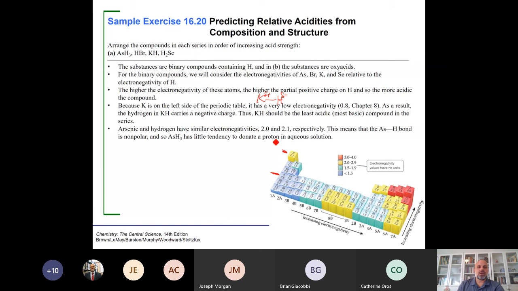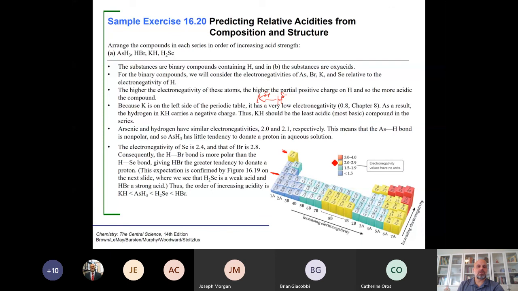So arsenic and hydrogen have similar electronegativities, right? You can look at them on the table here. So if you're looking at the arsenic, when you have electronegativities that are nearly identical, you're going to have a nonpolar bond, so it's actually not going to really be acidic or basic.